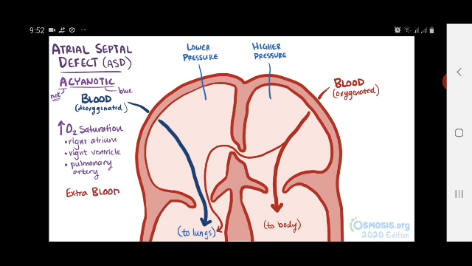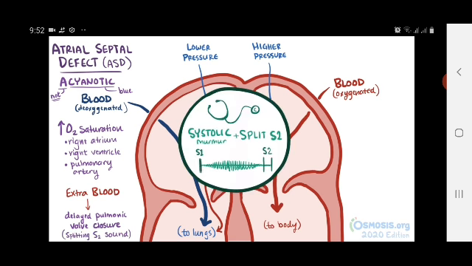This extra blood volume passing by the pulmonic valve also causes a delay in the closure of the pulmonic valve relative to the aortic valve closure. This slight delay can be heard via auscultation as a splitting of the S2 sound, as well as a systolic murmur in some cases.